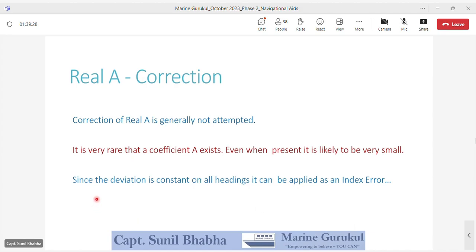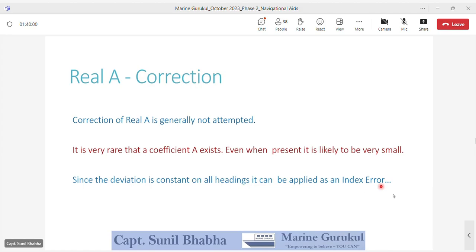What is done then? Since the deviation generated is constant on all the headings, it can be applied as an index error. So you will see that on a ship where real A is present, the real A value will be mentioned separately in the deviation card. Like, let us say, for example, the deviation card will tell you that the real A correction or index error correction is 1 degree east.